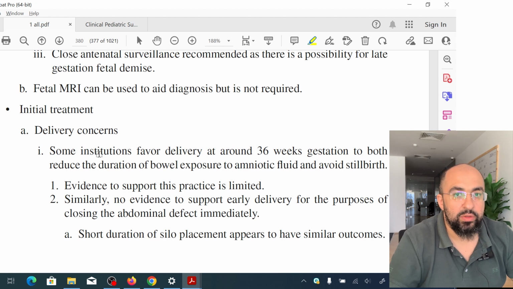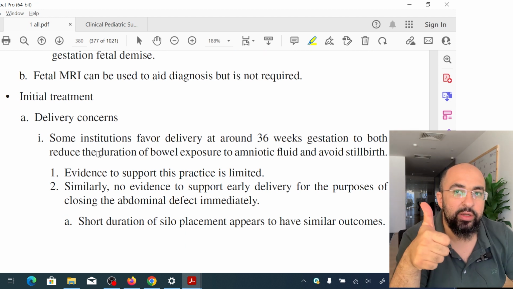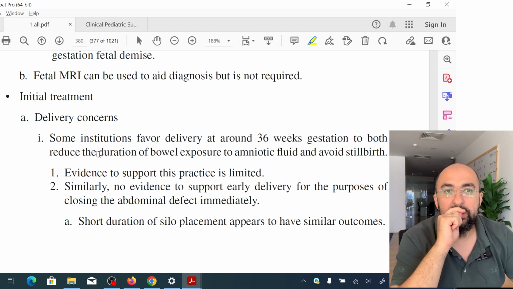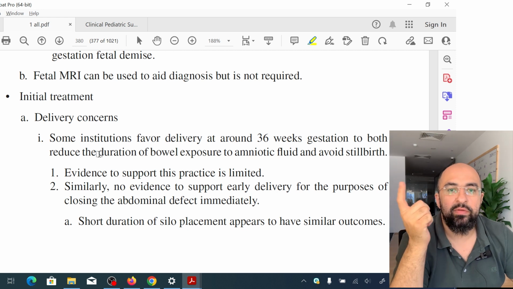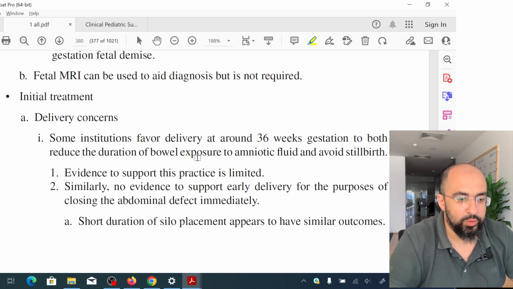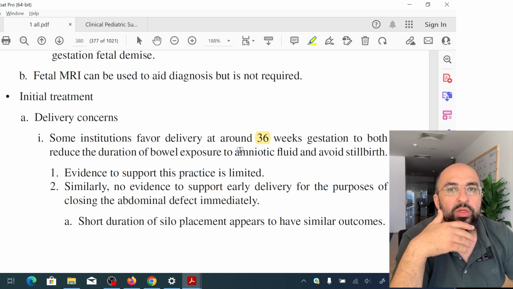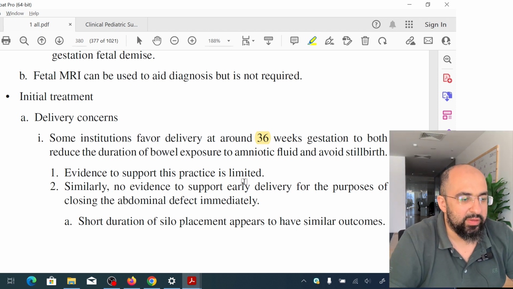But here, regarding delivery concerns, it's not a must to make it a cesarean delivery, but the rule is to be a vaginal delivery. It's not a must to be a preterm labor, but the rule is to have a vaginal term or full term labor. Some authors advocated delivery at 36 weeks gestation to allow for removing the amniotic fluid from around the bowel, but this is not evidence based.